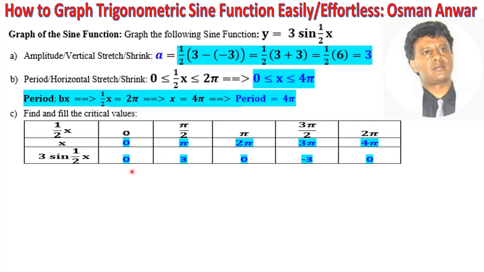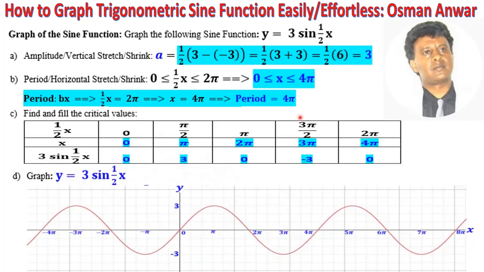Half x is equal to pi. Then sine of pi is 0. 3 times 0 is 0. Half x is equal to 3 pi over 2. Sine of 3 pi over 2 is minus 1. Minus 1 times 3 is minus 3. Half x is 2 pi. Sine of 2 pi is 0. 3 times 0 is 0.